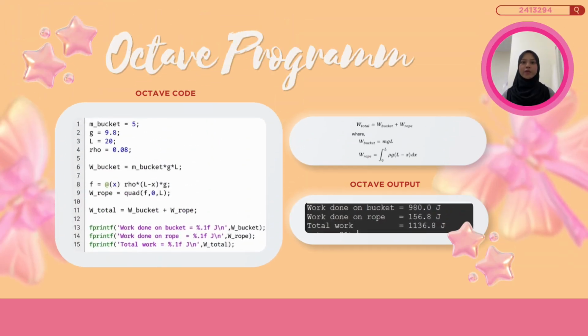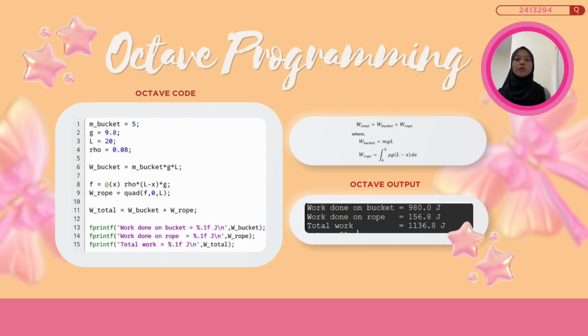Next, I will explain our Octave programming solution for this problem. First, we define the known values, which are the bucket mass m is 5 kg, the gravitational acceleration g is 9.8 meters per second squared, the well depth is 20 meters, which is the distance the bucket and rope need to be lifted, defined as L in this calculation. Rho represents the rope's linear density, which is 0.08 kilograms per meter. The total work consists of two parts, which are the work required to lift the bucket and the work required to lift the rope.